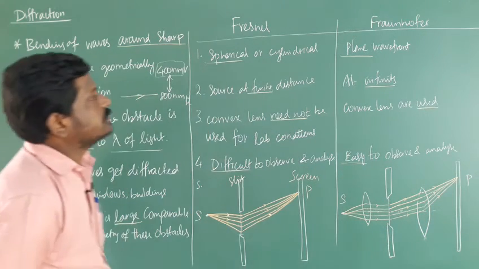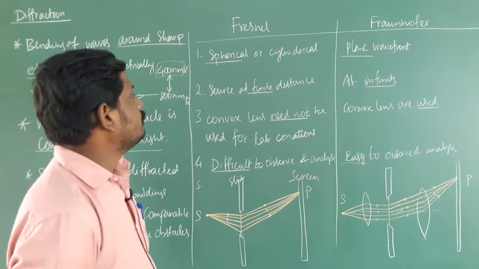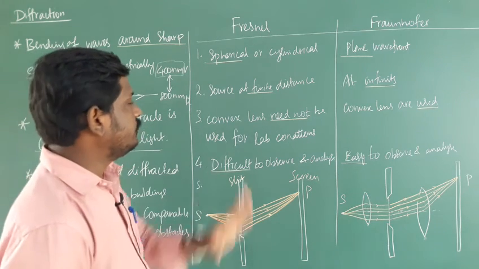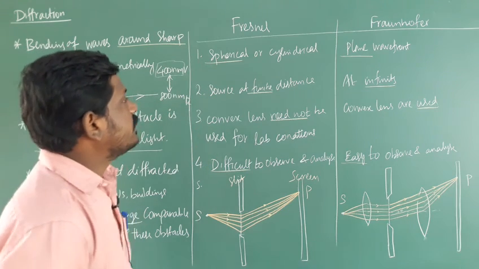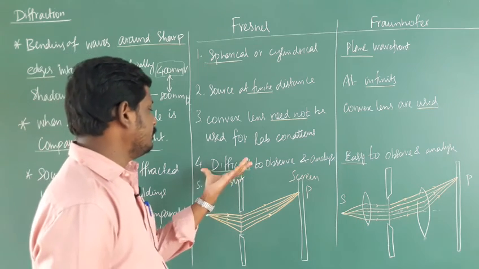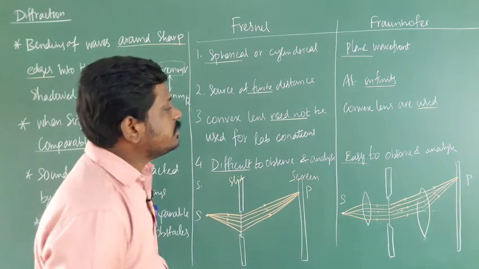So in this class we have discussed what diffraction is, that is, bending of waves around sharp edges. Diffraction occurs only when the size of the obstacle is comparable to the wavelength of light used. In Fresnel and Fraunhofer diffraction, the source is at finite distance and at infinity respectively. Here the spherical or cylindrical wavefront is diffracted, here the plane wavefront is diffracted. Fresnel is difficult to observe and analyze. Fraunhofer is easy to observe.